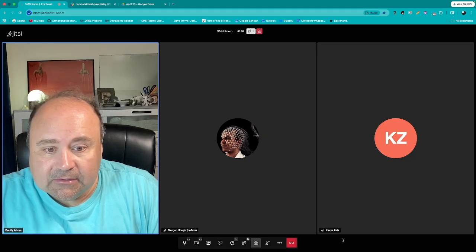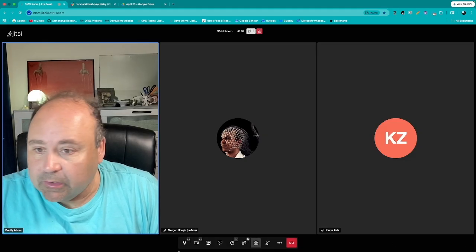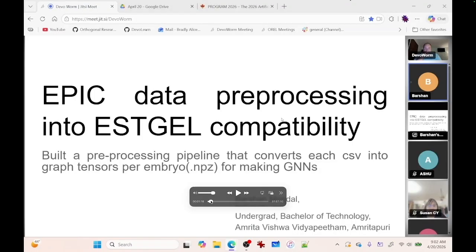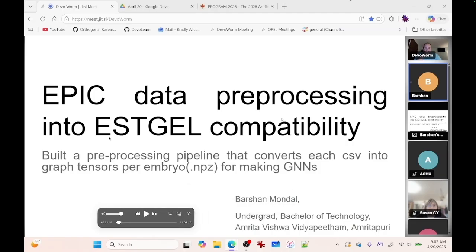Okay. So let's start with talking about the DevoWorm meeting. And so we started off with Barshan, and he was presenting on his project. This is taking what is called the EPIC data set. It's a data set in C. elegans development. It's a cell tracking data set. And he's pre-processing the data so that it can fit into this SGL pipeline. So he basically wants to create graph tensors for embryos and then feed that into a graph neural network.